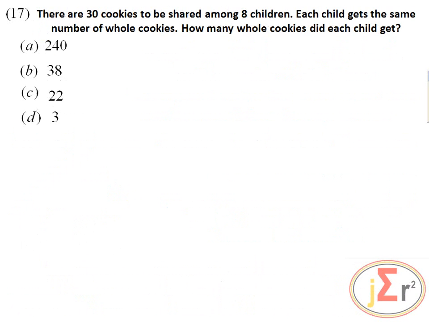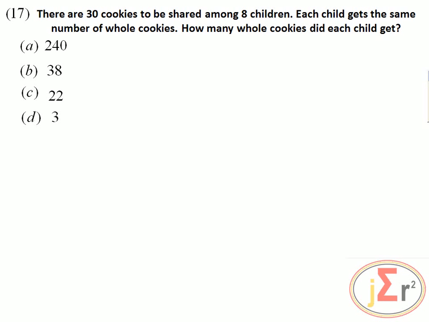There are 30 cookies to be shared among 8 children, and Jerry wants all of the cookies for himself. Jerry is smiling, man, because he knows that it is true. Each child gets the same number of whole cookies. How many whole cookies did each child get, Jerry?